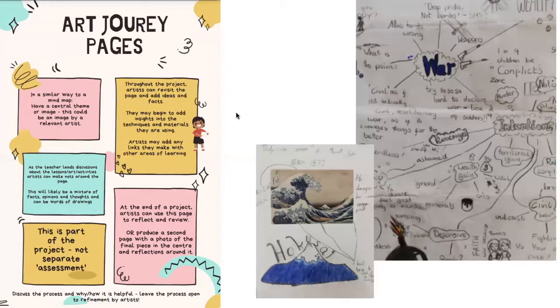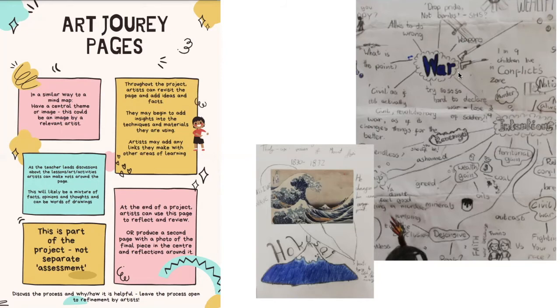Art journey pages. Art journey pages look like mind maps, and what you have is a central theme. For example, this was a year 6 page about war, and so they've got the title war. They were also learning about war in their history and topic lessons. So we started by them just mind mapping anything that came to mind when we had the word war in the center, and it might be facts, but it could also be feelings. You might have discussions, and as you're talking, the students are writing things down. This is part of the project as well.